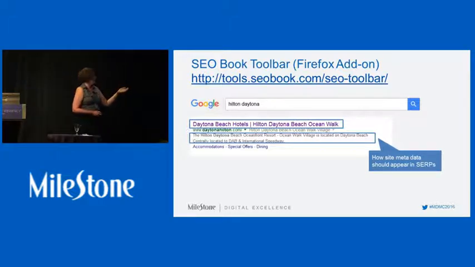And then you see our metadata here. And from the meta description, we learn that this hotel is located on Daytona Beach. So a searcher who's looking for a hotel on Daytona Beach is likely to click through here because it has the information they're looking for.